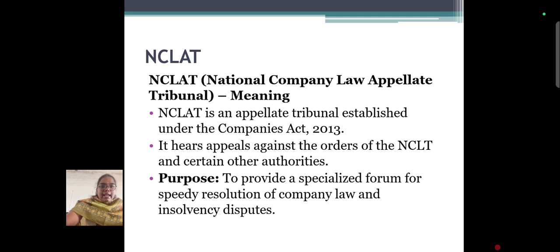NCLAT is an appellate tribunal established under the Companies Act 2013. It hears appeals against the orders of the NCLT and certain other authorities. That is, the purpose is to provide a specialized forum for speedy resolution of company law and insolvency disputes.